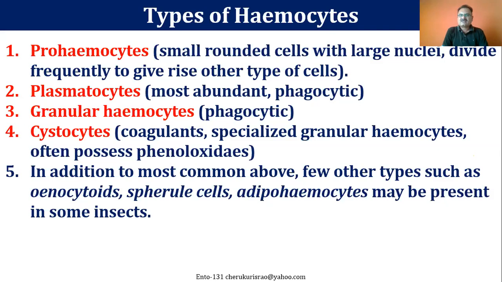And the third one is granular hemocytes. They are a little bigger in size and they also have a most important duty to perform as phagocytes. And another category is cystocytes. They are anticoagulants. They're actually specialized granular hemocytes, and they have phenol oxidases, which are used for defense mechanism. So these are the four important blood cells, hemocytes. And here the most important factor is the plasmatocytes, which are very abundant in numbers, and they perform a defense duty through the phagocytic mechanism.